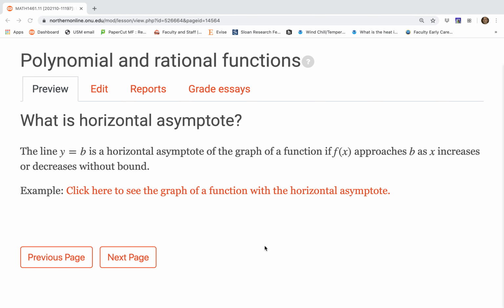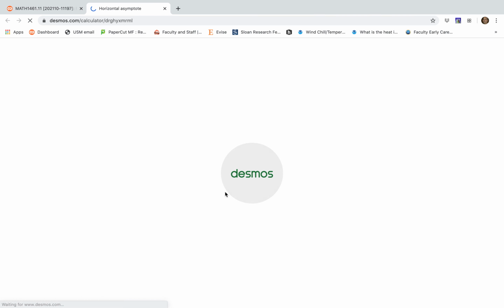All right, now we will learn what a horizontal asymptote means. The line y equal to b, that means the horizontal line y equal to b, is said to be a horizontal asymptote of the graph of a function if f of x approaches b as x increases or decreases without bound. What does that mean? Let's try to see it in this example.